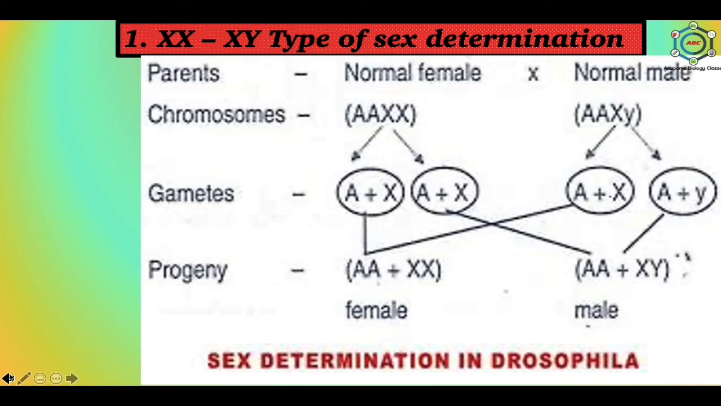So the egg with X chromosome fertilized by a sperm with X chromosome will become a zygote with XX chromosomes, and this zygote will develop into a female. And if the egg having X chromosome is fertilized by a sperm having Y chromosome, it will become a zygote with XY sex chromosomes and the zygote will develop into a male. The Y chromosome is often called androsome and its condition in the zygote produces a male. So this is the XX-XY type of sex determination.